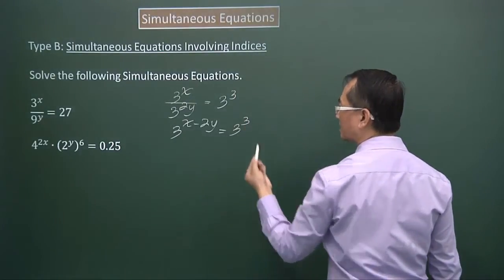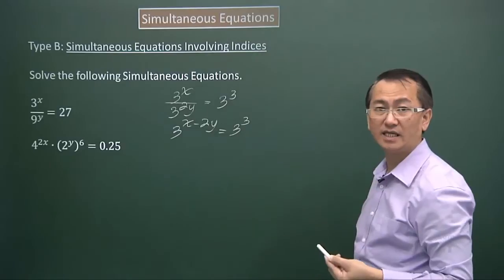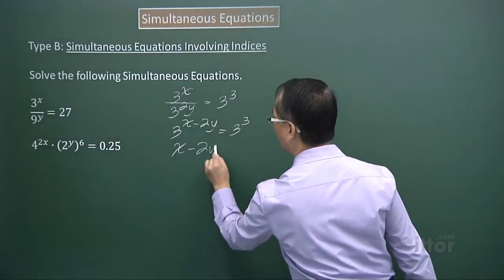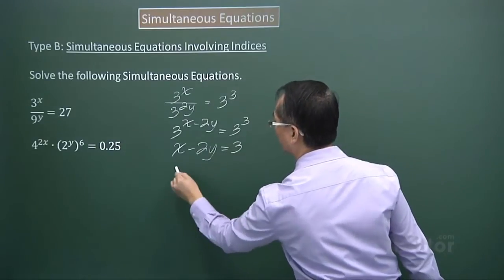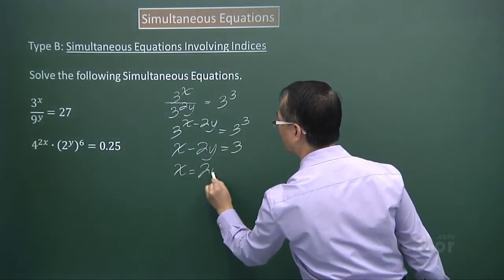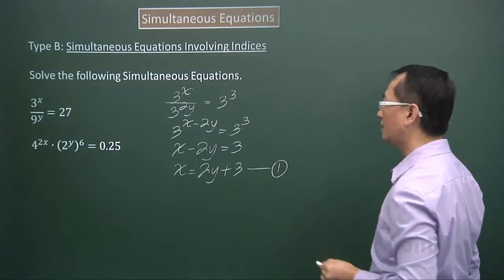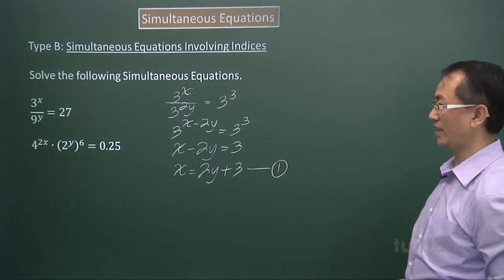Since the bases are the same, the indices are compared. So I have x minus 2y equals 3, so x equals 2y plus 3. So first equation, x equals 2y plus 3.